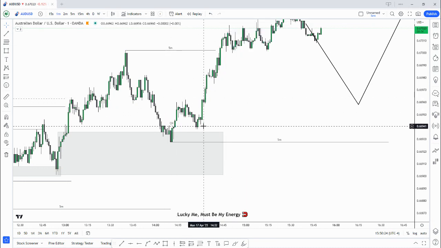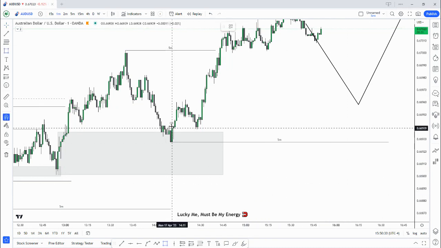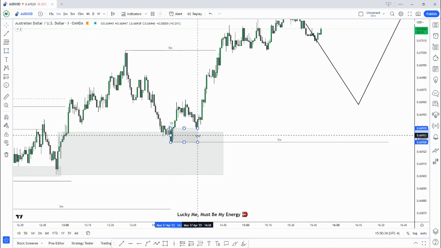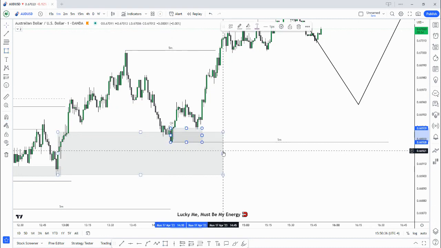Price then comes back down and mitigates this demand zone, okay? Now this obviously is not the cleanest example ever, but it's the 1 minute. If you miss it, then just wait for the next one. So you have a demand zone mitigation right there.